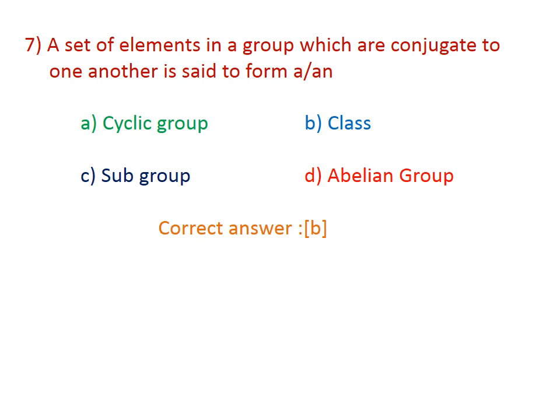If the elements commute with each other, they will form one particular class. That is known as the class of a group. Definition of class of a group. The correct answer is B.